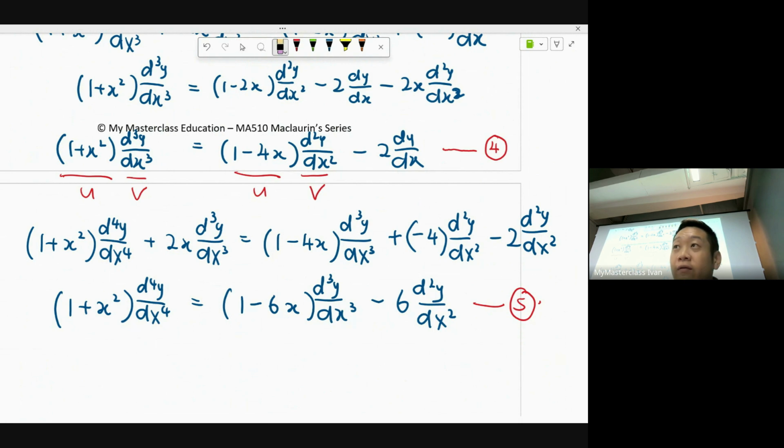Never take away the 2. Because if you differentiate 2 dy/dx, it's 2 d2y/dx squared. When you have a multiple, the 2 doesn't go away. It only goes away when it's just a constant.